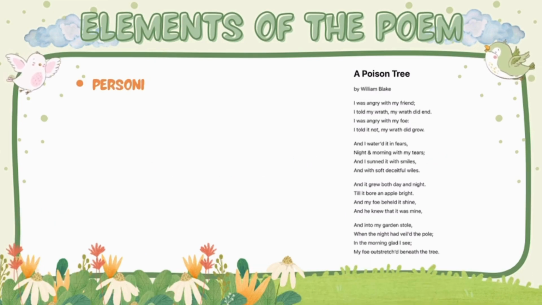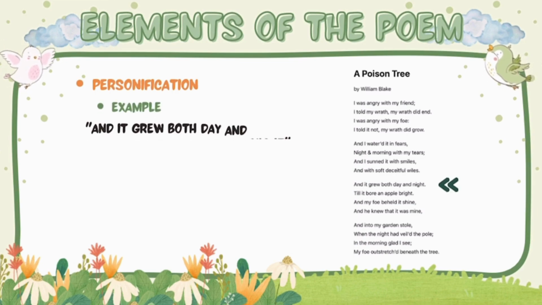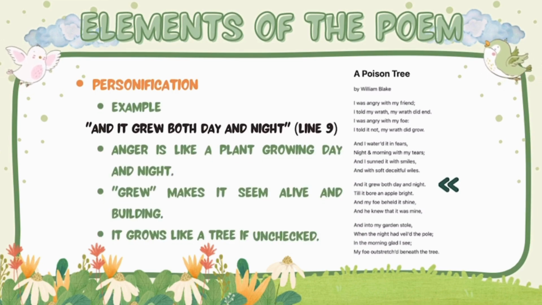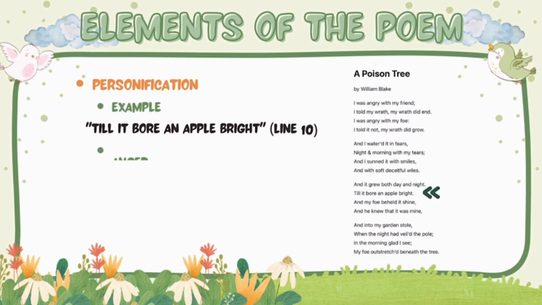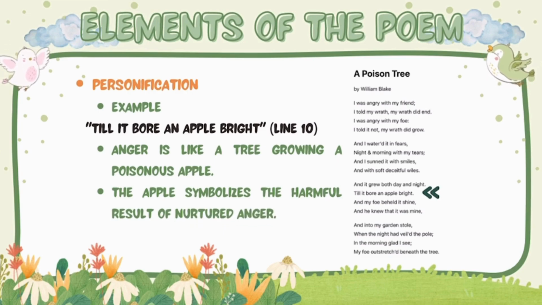The next figurative language is personification. In A Poison Tree, William Blake uses personification to make anger feel like a living thing. In line 9, and it grew both day and night. Anger is treated like a plant that grows constantly, needing attention. This shows how anger builds up over time. And the next example is in line 10, till it bore an apple bright. Anger is compared to a tree producing a poisonous apple, symbolizing the harmful result of nurtured anger. By giving anger human qualities, Blake shows how unchecked anger can grow stronger and more dangerous.